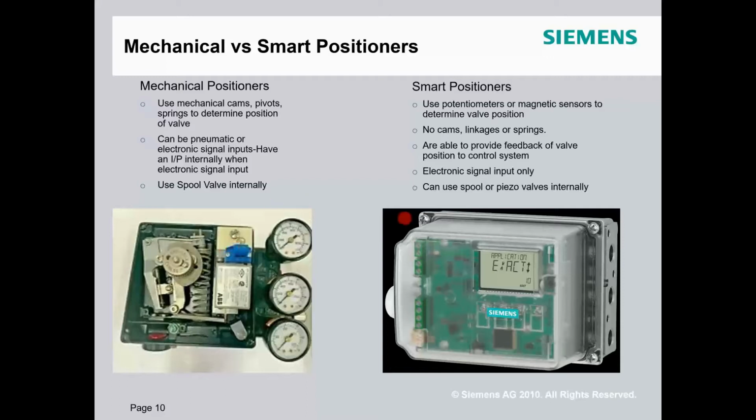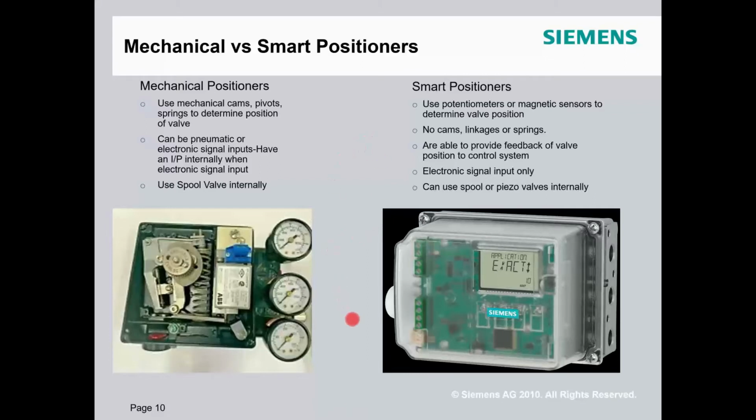Then there's a smart positioner, and this is an example of the PS100 from Siemens. There's a PS2 as well. These ones don't use any mechanical components in them. It's completely electronic at this point. So there are no cams to adjust, no springs, no mechanical adjustment to zeros and spans. Everything is done electronically. So with these ones, you can do electronic calibrations where it can calibrate itself. There are no cams or linkages or springs. These ones can only take an electronic signal. We cannot take a pneumatic signal to these positioners. They can only take a 4 to 20 typically.